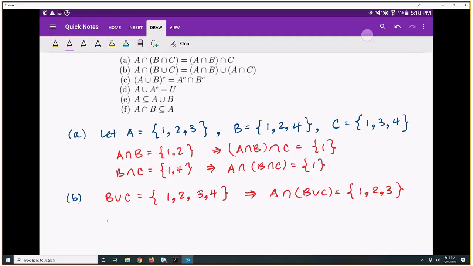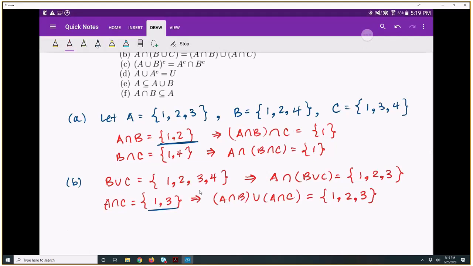What if I do A intersection B? I already know that. How about A intersection C? A intersection C should be 1 and 3. And we already know A intersection B from up here is just 1 and 2. So then when I do A intersection B union A intersection C, rather, I get 1, 2, and 3. So I take this part here, 1 and 2, I do the union with 1 and 3, so I get 1, 2, and 3. So these are equal.